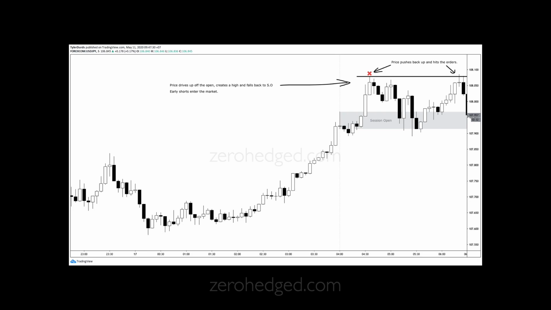Price bounces off the session open and the daily open, pushes back up, hits the orders. Okay, this is our trigger to say, this is what we wanted to see. Now, what do we want to see next? We want the market to break or move away and trade below the gray box, the session open.